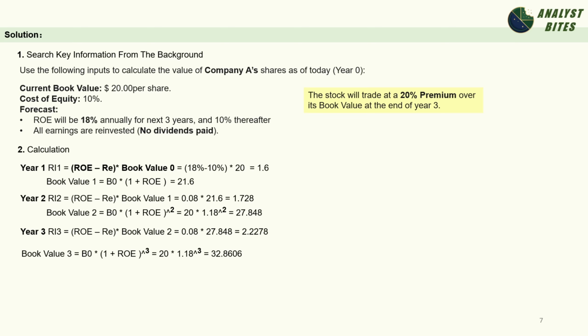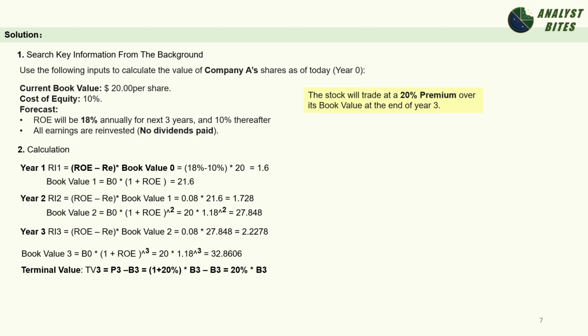Please open your eyes. This is a huge trap here. In the previous models, the TV calculation usually shifts back 1 year. But in the premium model, everything is instant. The question gives us the premium at the end of year 3. So TV3 equals P3 minus B3. Think of the timeline. TV, price, and book value, they are all at time 3. No shifting back.